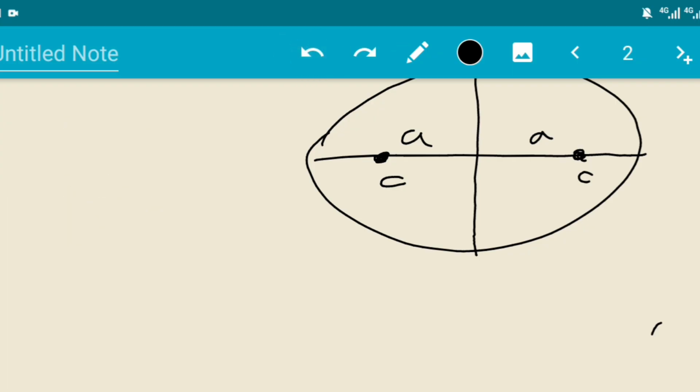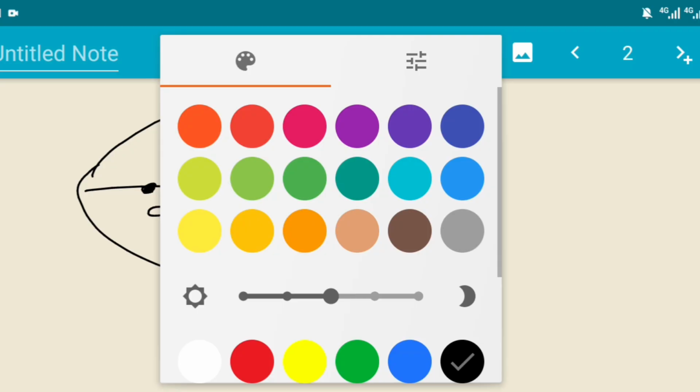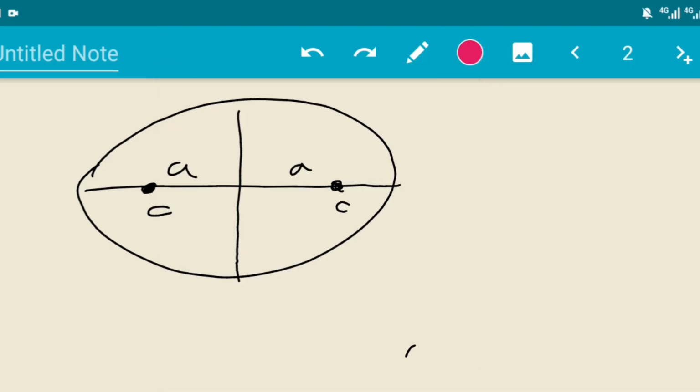So using the same logic, but this time it's different. Here's the thing. Should you draw a line from one focus to any part of the surface of the ellipse, and then back to the other focus, this entire distance is the same as the distance from here to here, which is just 2a.